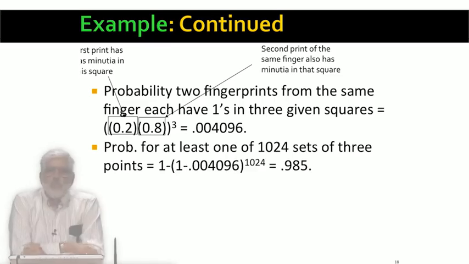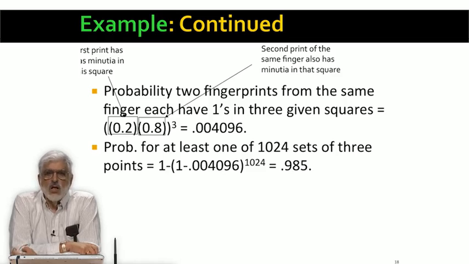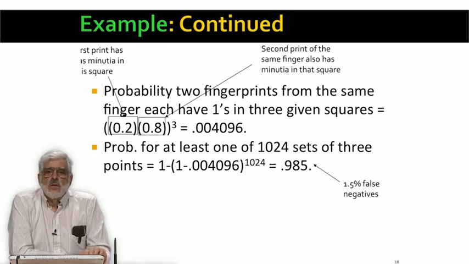But remember, we have 1,024 sets of three squares each. In order for a pair of prints to be a candidate pair, we have only to find them together in one of these 1,024 buckets. The probability of that happening at least once is 98.5%. You can do the math if you like, but there's an outline on the slide. That means there are only 1.5% false negatives.